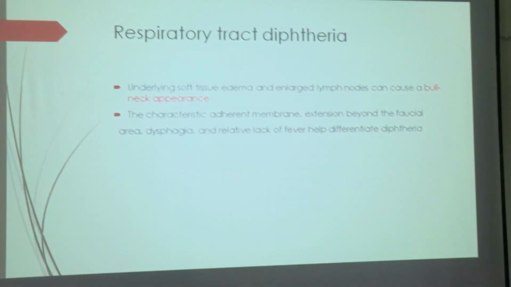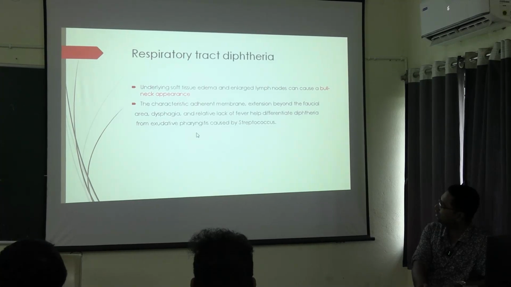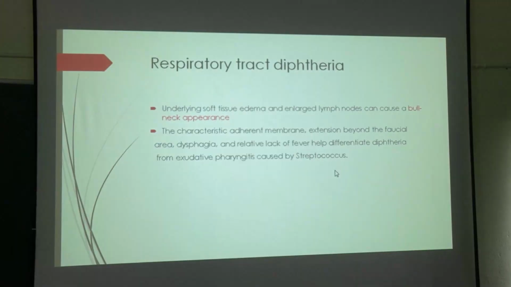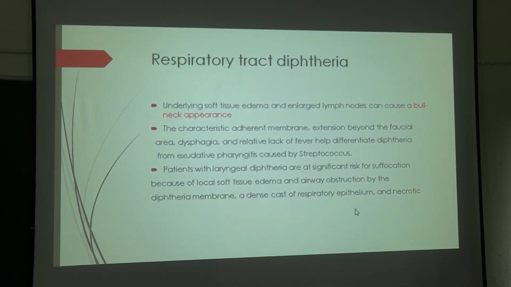The characteristic adherent membrane extension beyond the facial area, dysphagia and relative lack of fever help to differentiate diphtheria from exudative pharyngitis by Streptococcus. Patients with laryngeal diphtheria are at significant risk of suffocation because of the local soft tissue edema and airway obstruction by the diphtheria membrane. In diphtheria patients, as the pseudo-membrane extends posteriorly, if it involves the trachea and the respiratory tract, there is a high chance of aspiration. There is a high chance of respiratory distress and obstruction of the respiratory tract.